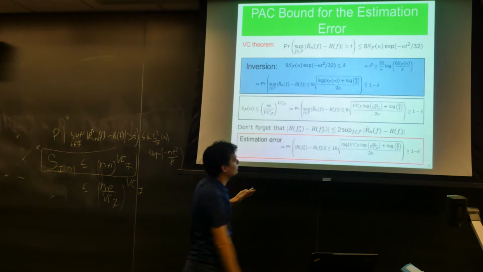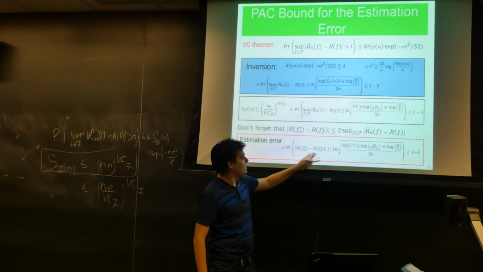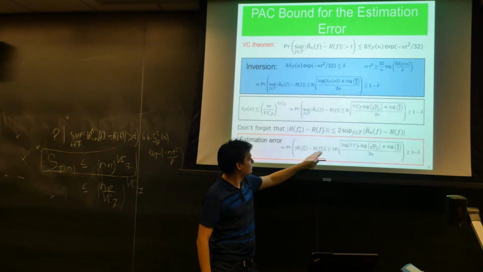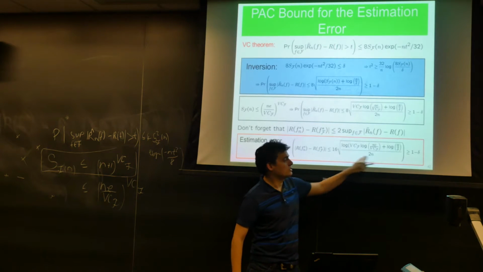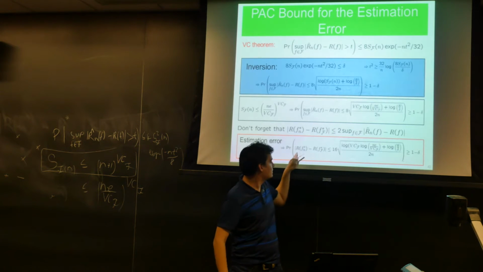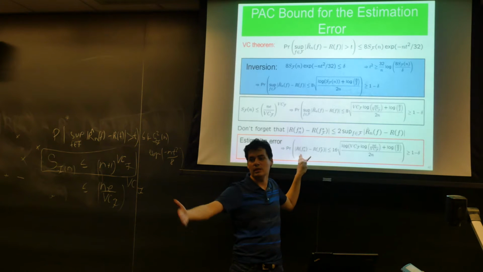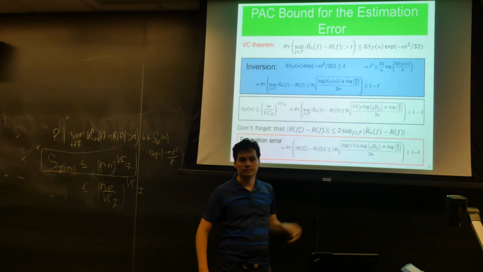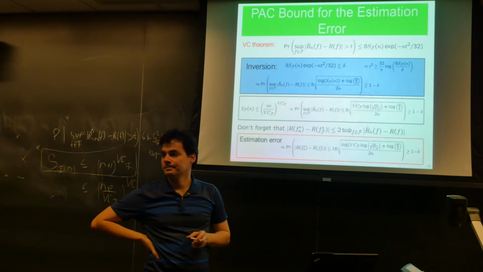So if you put everything together, we get a bound on the tail behavior of the estimation error. We can prove that with high probability, the estimation error is less than this quantity. In the previous slide, we bounded the expectation of this guy. And now we bound the tail behavior of this guy. Any questions?